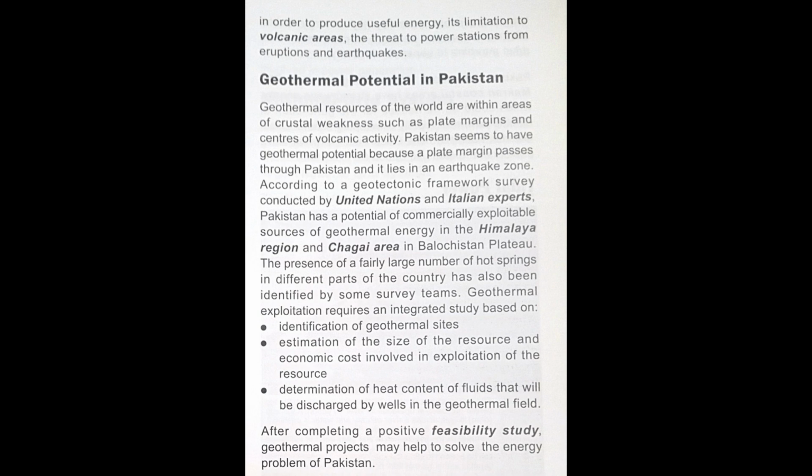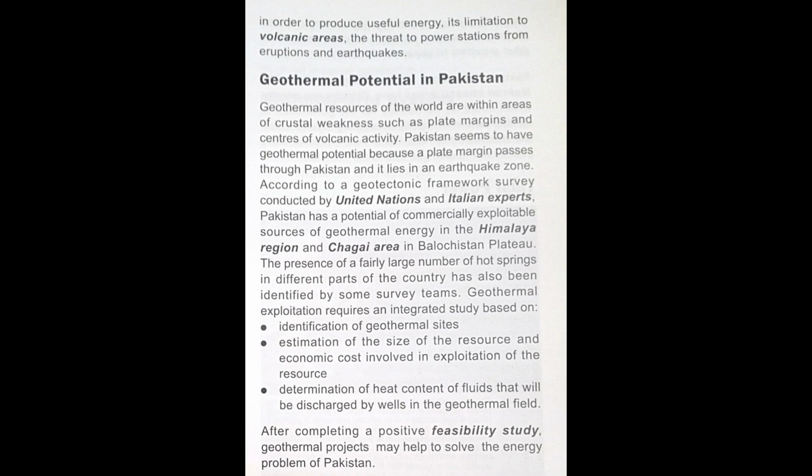Now come to the geothermal potential in Pakistan. Geothermal resources of the world are within areas of crustal weakness, such as plate margins and centers of volcanic activity. Pakistan seems to have geothermal potential because a plate margin passes through Pakistan and it lies in an earthquake zone.